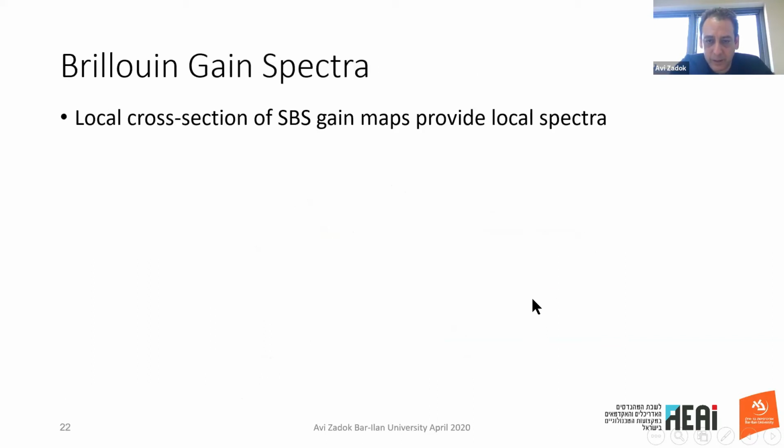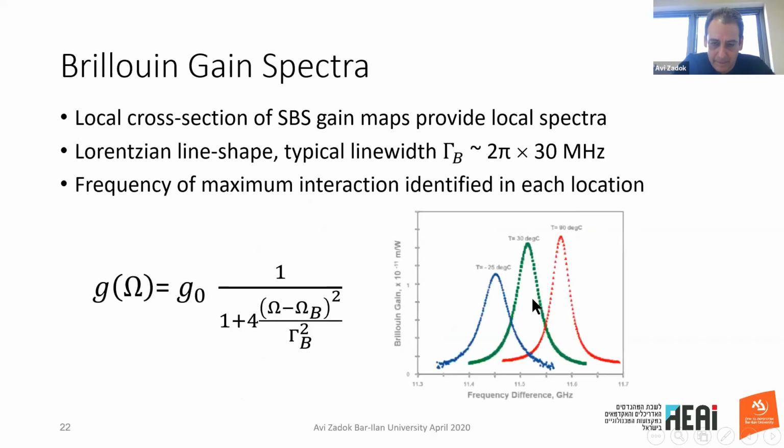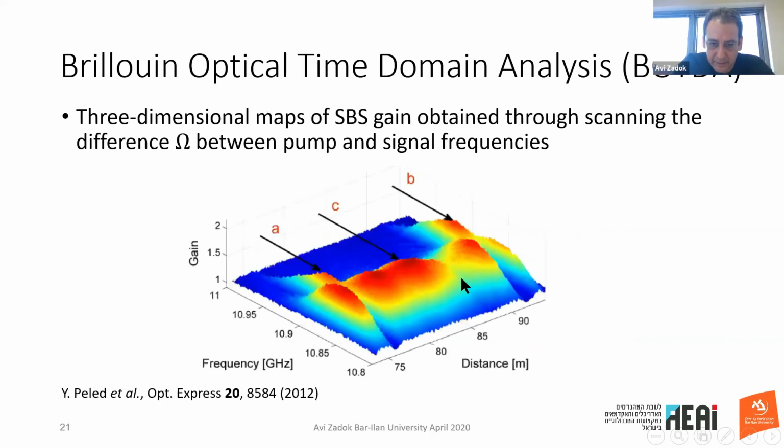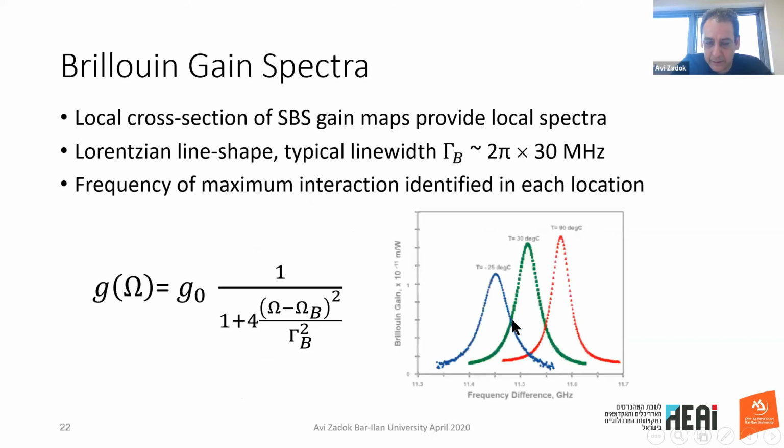Now, if we were to cut across in a given position and note the gain as a function of frequency in each and every one of these positions, what we will get is a curve like this. This will be the local Brillouin gain spectrum. And it has a Lorentzian line shape, as you can see here, given formally by this expression.